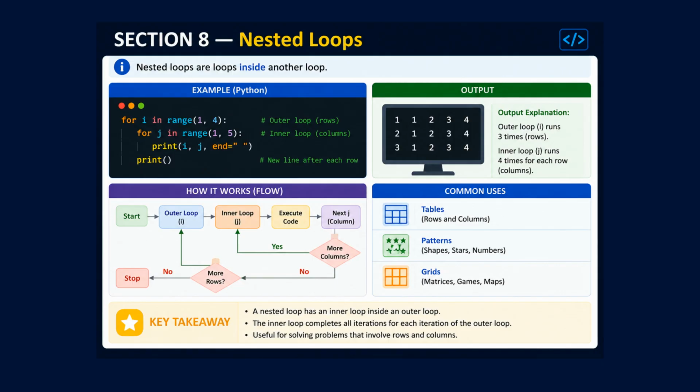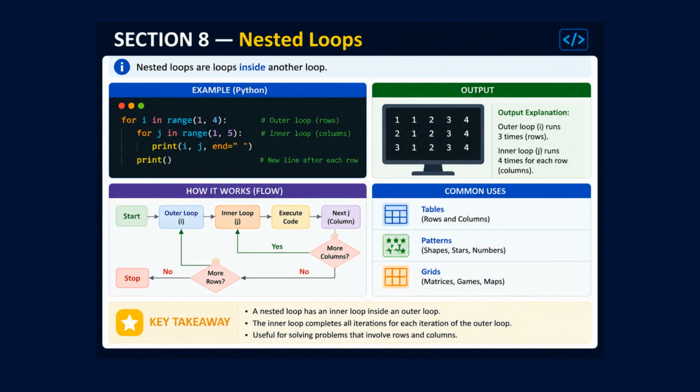Let's look at the Python code. For i in range(1, 4): for j in range(1, 4): print(i, j, end=" "), then print().